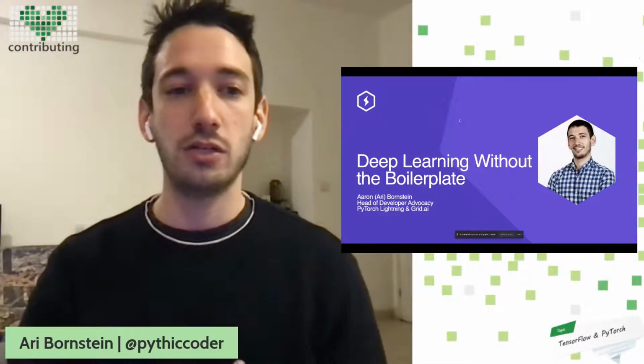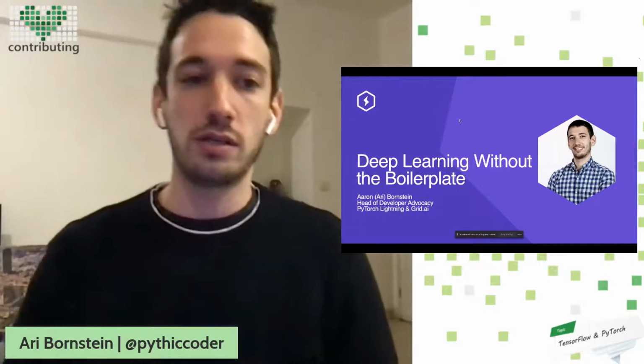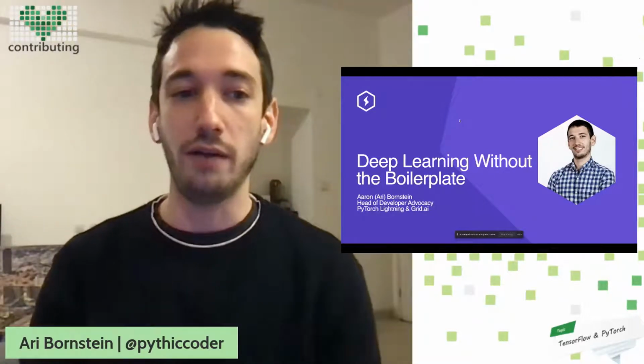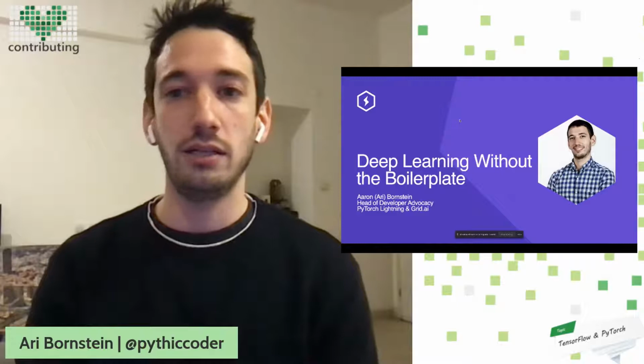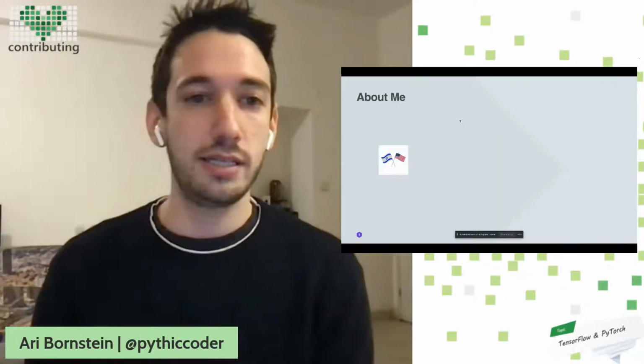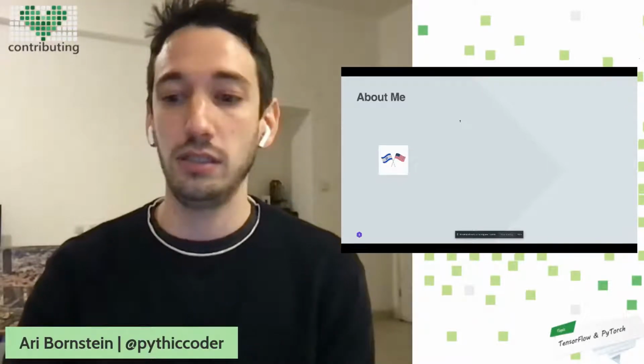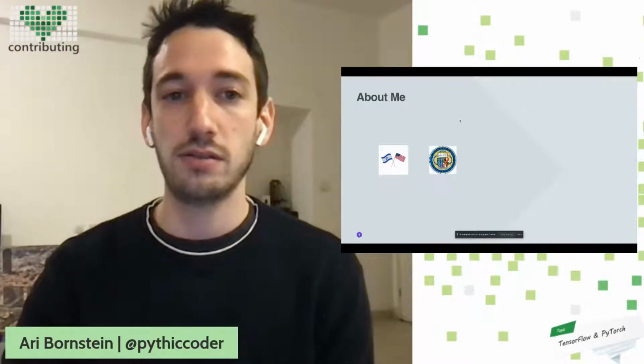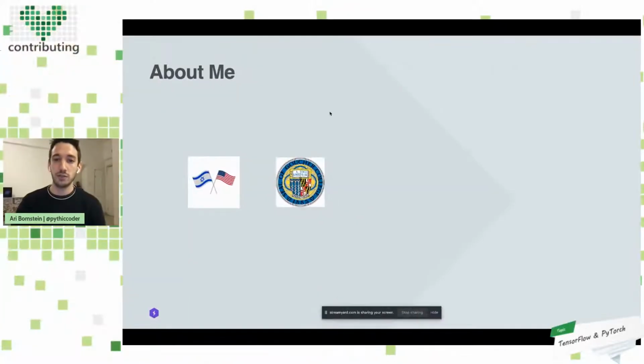So before I get started, let me introduce myself. My name's Ari Bornstein, and I am the head of developer advocacy for PyTorch Lightning and Grid.ai. I'm originally from Washington, D.C. in the States, but I've been living here in Israel for the past 5 years. I did my undergraduate degree, a dual degree in history and computer science in a school in Baltimore, Maryland, where I did my undergraduate thesis in medical document classification.